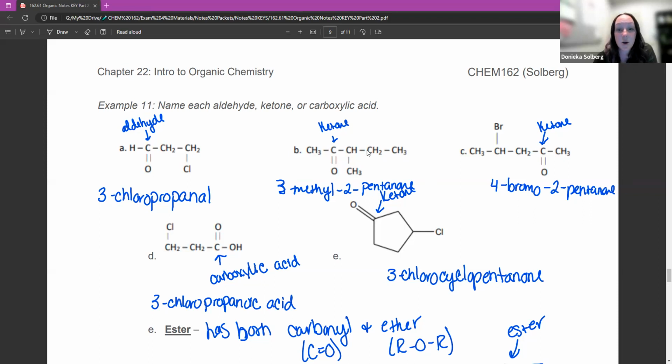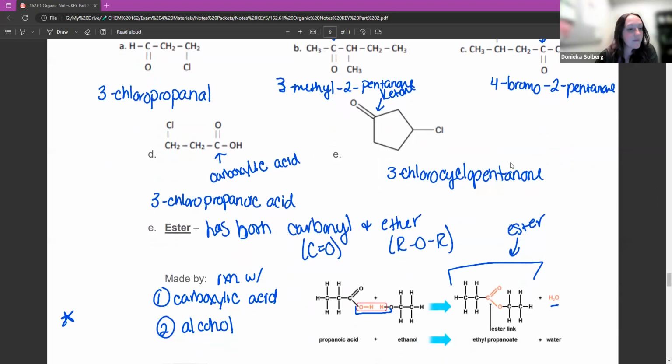This one has a C double bond O, but it has a carbon group on both sides. So this is a ketone. So I have to tell you where that double bond is. So this is 2-pentanone. Okay. And I have a methyl on carbon 3. I start numbering here. 1, 2, 3. 3-methyl-2-pentanone. Also a ketone. I start numbering over here. 1, 2, 3, 4. 4-bromo-2-pentanone.